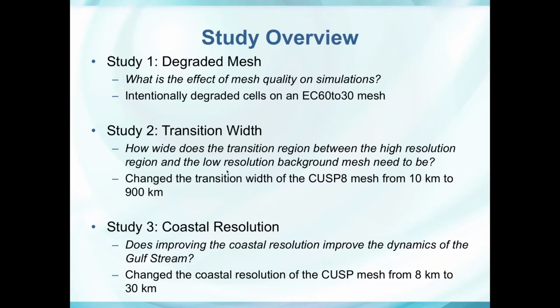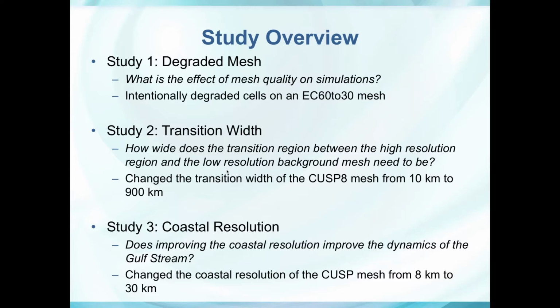So for this, I did 3 studies. The first was a degraded mesh study. So we wanted to know what the effect of mesh quality was on simulations. We took an EC6030 mesh and intentionally degraded the cells. And we wanted to look at this because degraded cells show up in transition regions and in mesh seams, which I'll talk about more in a minute. And it's hard to sort of decouple the effects of mesh quality from the effects of, say, changing resolution.